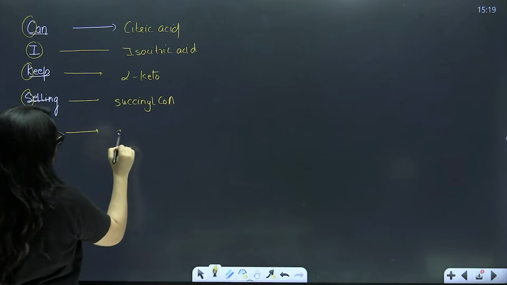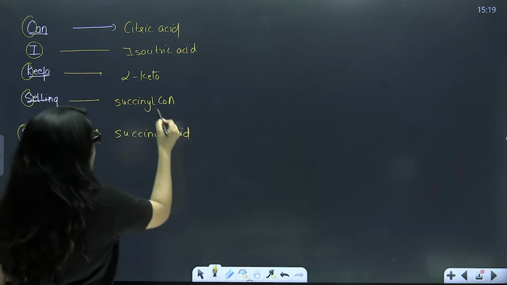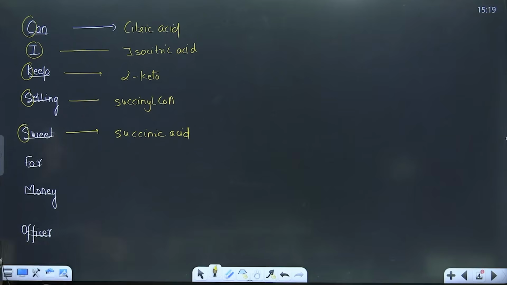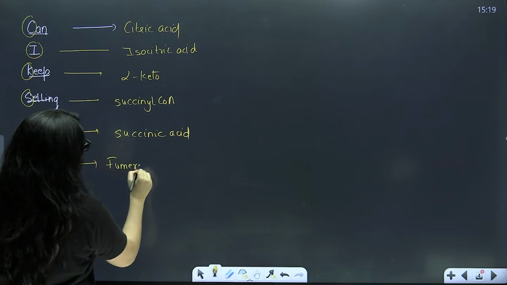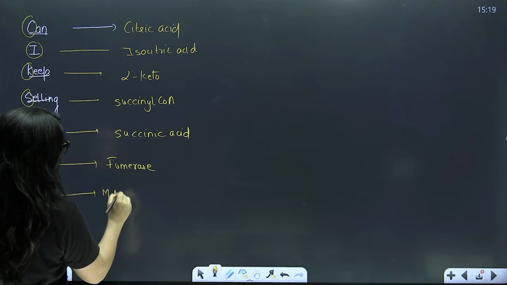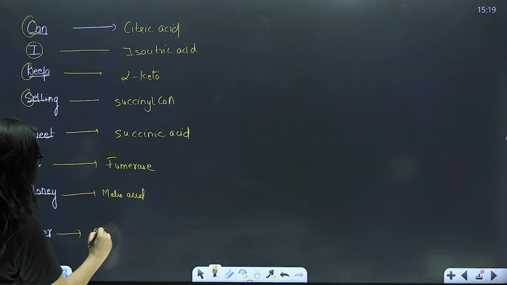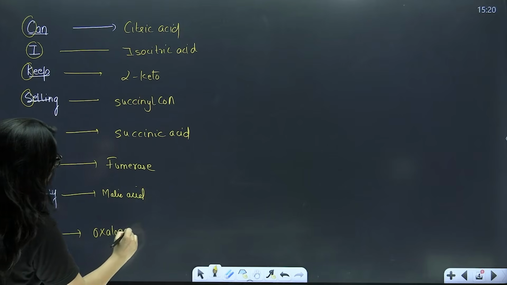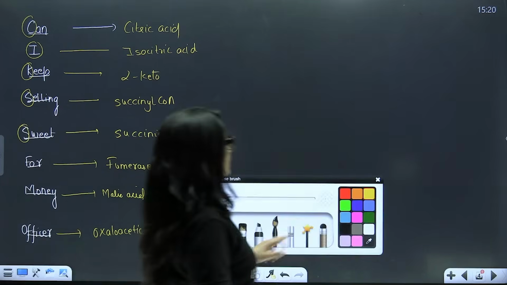Next S is for succinic acid. Here substrate level phosphorylation takes place. F stands for fumaric acid, simple oxidation. M stands for malic acid, and last but not the least, O stands for oxaloacetic acid. Isn't it very, very simple?